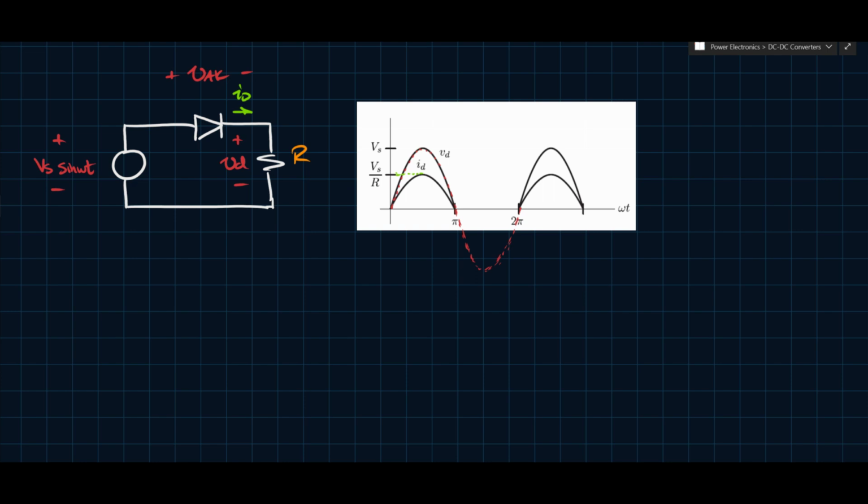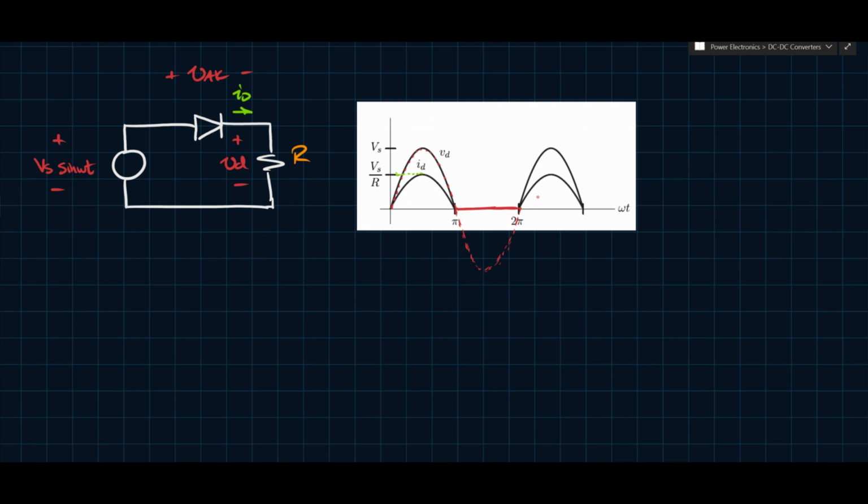And the most obvious characteristic is that when the source voltage drops below zero, we see that this voltage Vd remains zero. This is why we call it a half-wave rectifier, because it only rectifies half of the wave and not the full wave. So whenever it's below zero, you don't get an output.